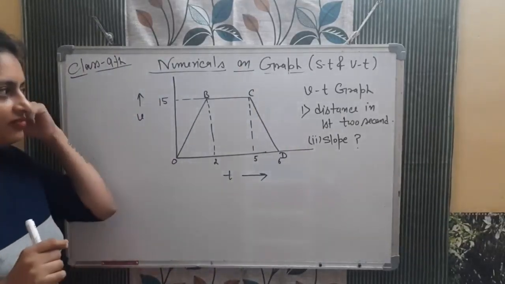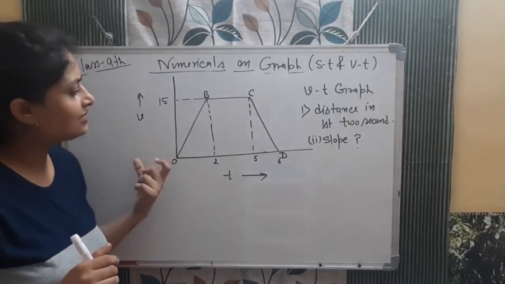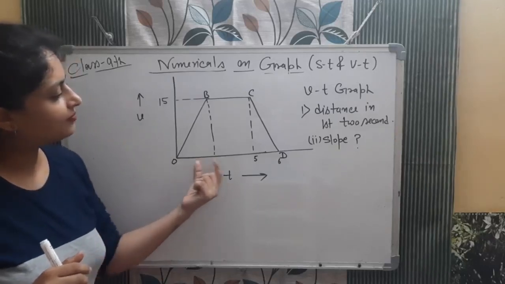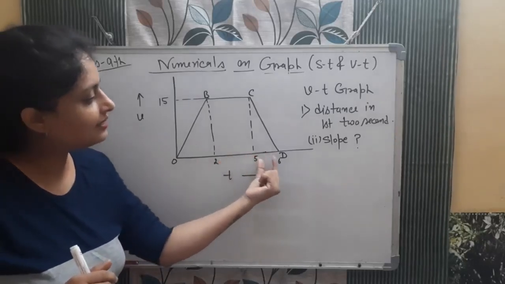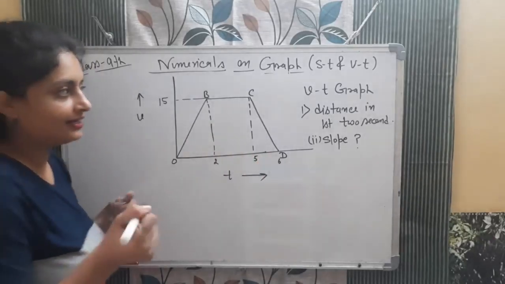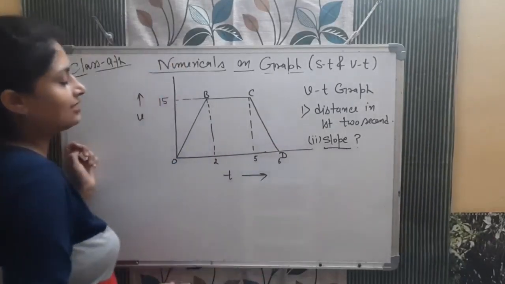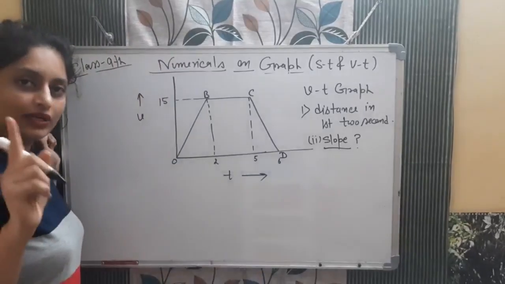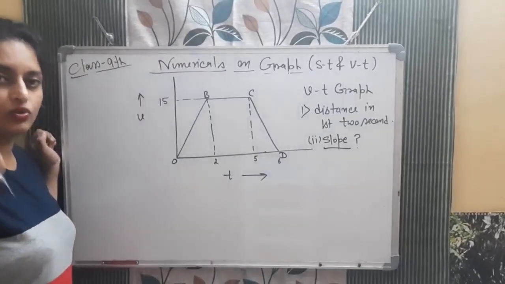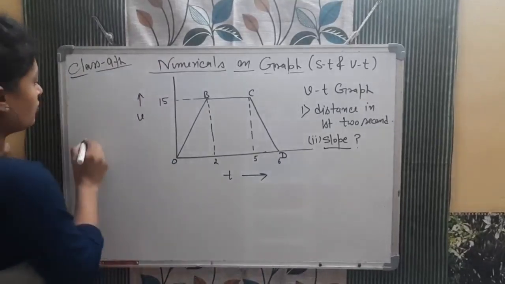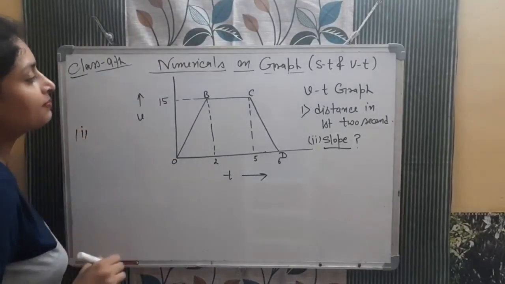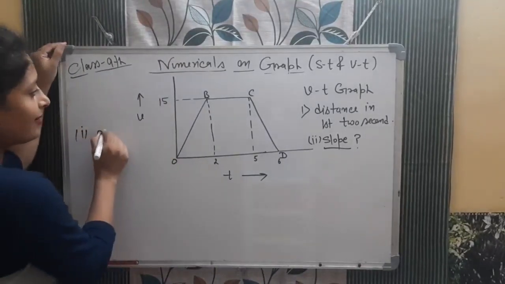This graph is given as velocity time, and the question is: what is the distance traveled in the first 2 seconds, then the next 3 seconds, then in the last 1 second? You need to calculate the distance in all 3 cases, and you need to tell the slope also in all 3 cases. I will do one case, and the other 2 cases you will do by yourself. Just practice it. Okay.